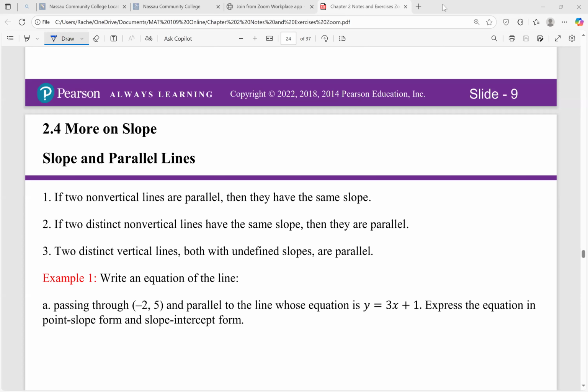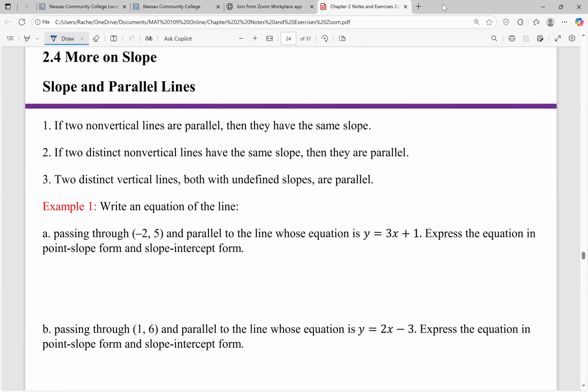This lecture is going to cover section 2.4, which is more on slope. So we're going to continue the discussion that we started in the previous lectures on slope. And we're going to continue talking about slope and parallel and perpendicular lines. So let's start with parallel lines.